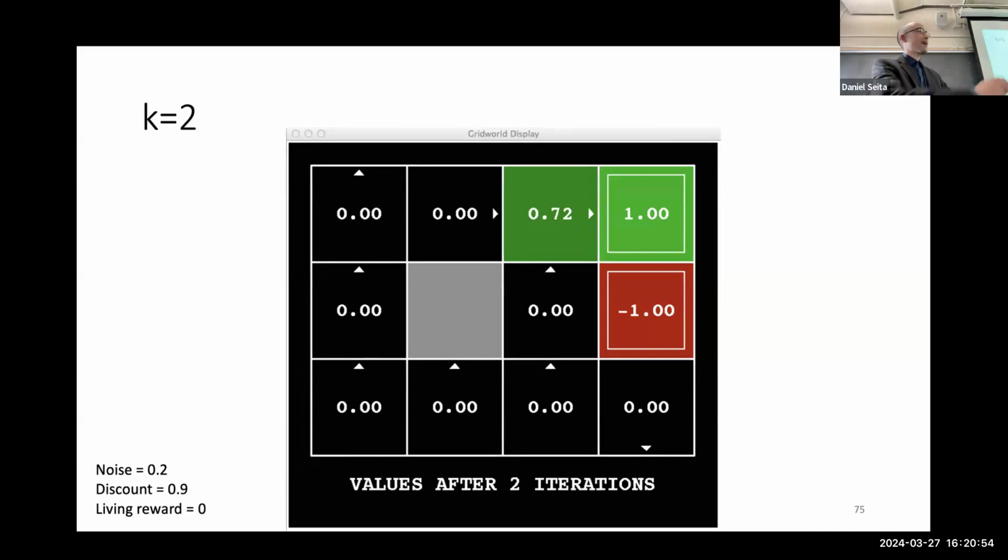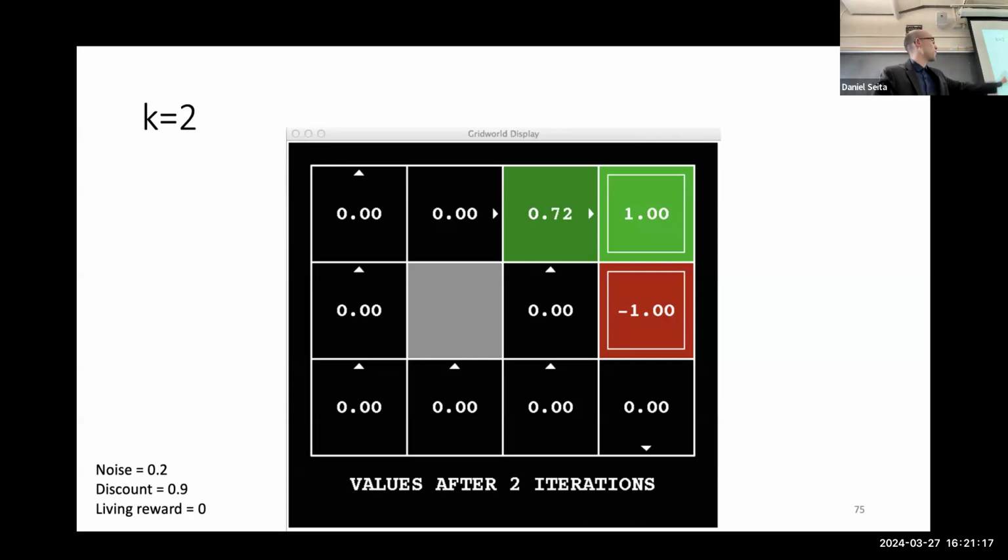Yeah, so you get a reward of 1, but it's discounted by 0.9. So it's 0.9, but you also have an 80% chance of going there, and then a 20% chance of going somewhere else with no reward. And so it's 0.9 times 0.8, which is 0.72.